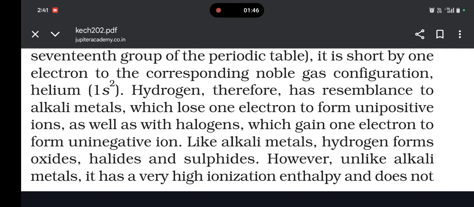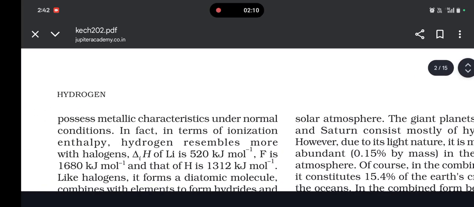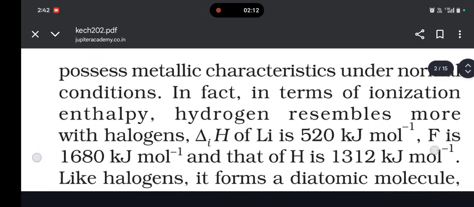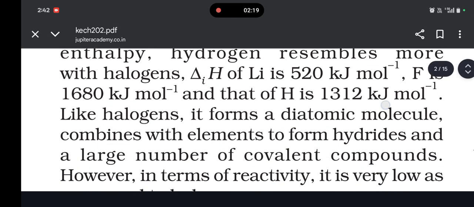Hydrogen therefore has resemblance to alkali metals, which lose one electron to form unipositive ions, as well as with halogens, which gain one electron to form uninegative ion. Like alkali metals, hydrogen forms oxides, halides and sulfides. However, unlike alkali metals, it has a very high ionization enthalpy and does not possess metallic character under normal conditions. In fact, in terms of ionization enthalpy, hydrogen resembles more with halogens.